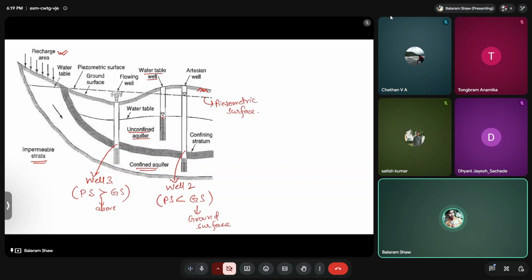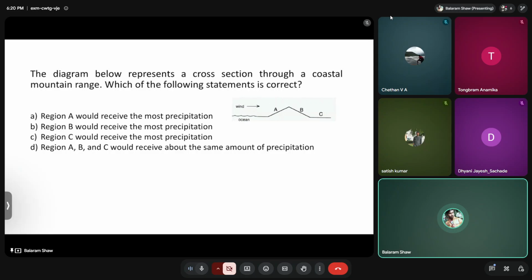Okay, so this is a simple question. Here we have talked about the hydrological cycle, right? There we talked about its components like precipitation, evapotranspiration, runoff, and so on. So this is related to precipitation, rainfall only. The question is, the diagram below represents a cross section through a coastal mountain range. Okay, so we have the ocean here, right? And then at the coast we have a mountain range. Okay, and then again we have plains after that. I hope you can visualize this.